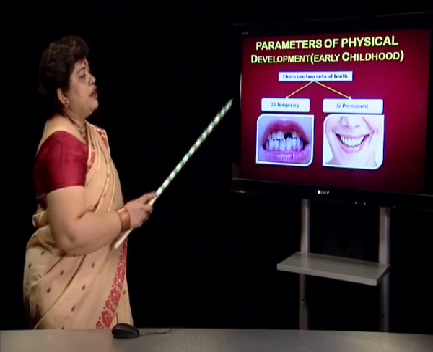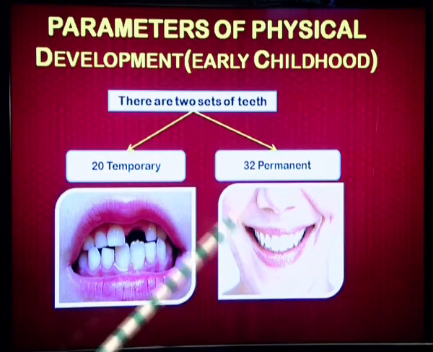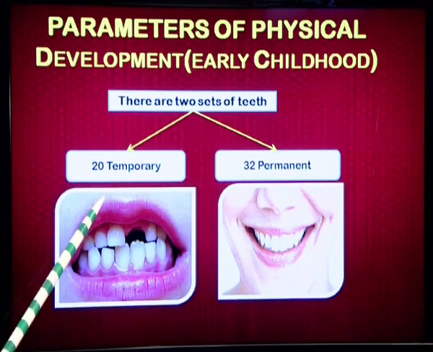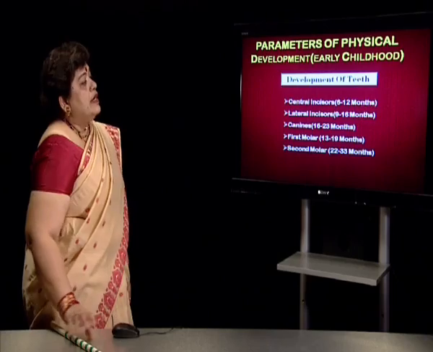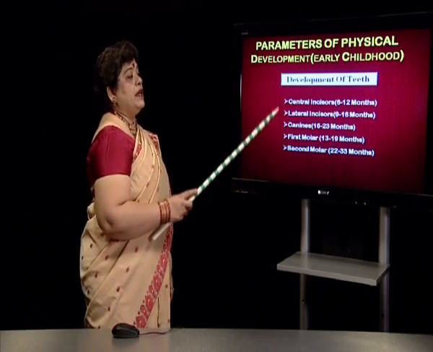Another important parameter of development is the development of teeth. In the beginning, a child has 20 temporary teeth, which are also called milk teeth, and they get replaced by a permanent set. And finally, an adult has 32 permanent teeth. The development of teeth takes place in a particular order.